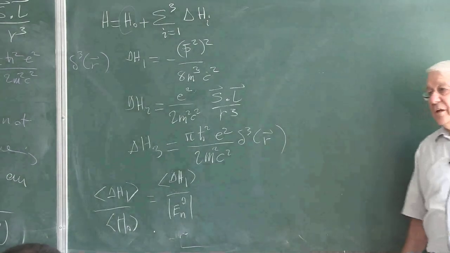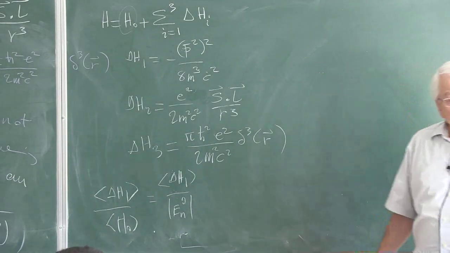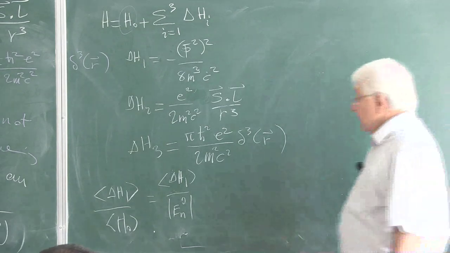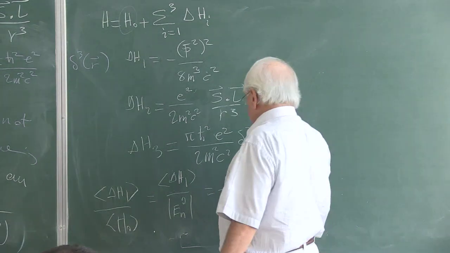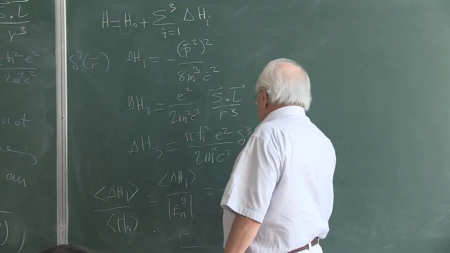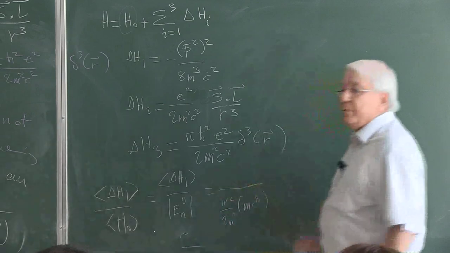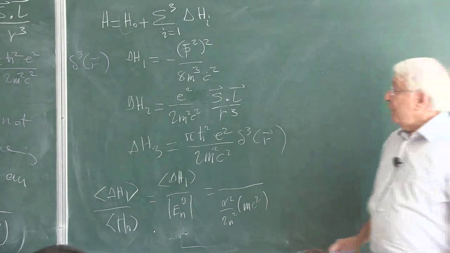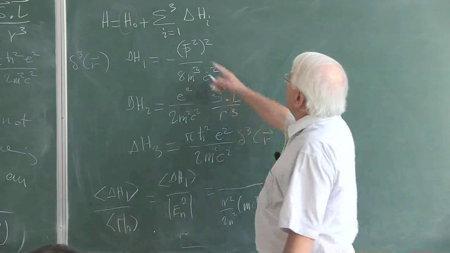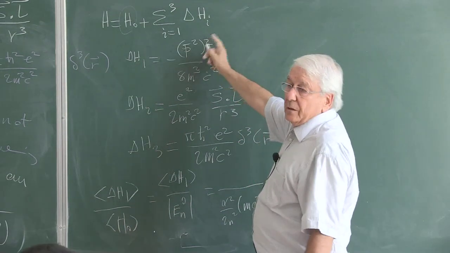In that basis, there are the E_n^0, that is alpha squared divided by 2n squared times M C squared, correct? So let me write the denominator: alpha squared over 2n squared times M C squared. That's the denominator. And what about the numerator? The numerator has P^4.